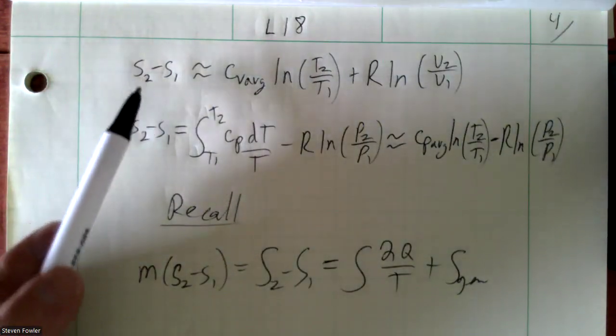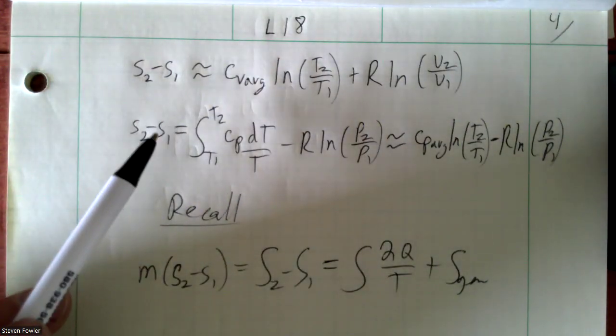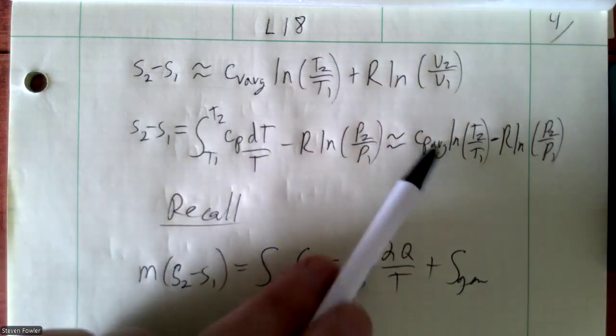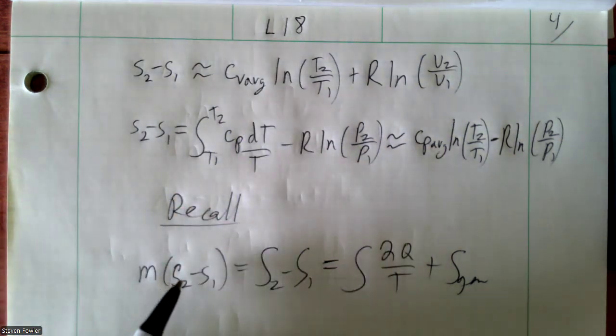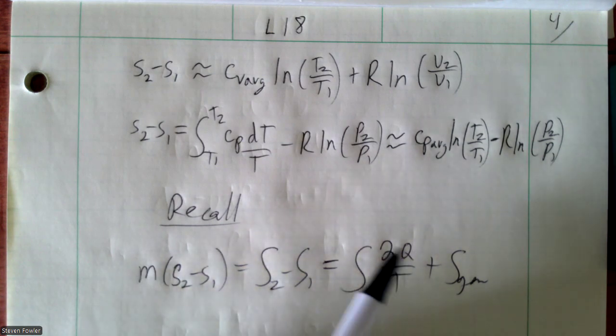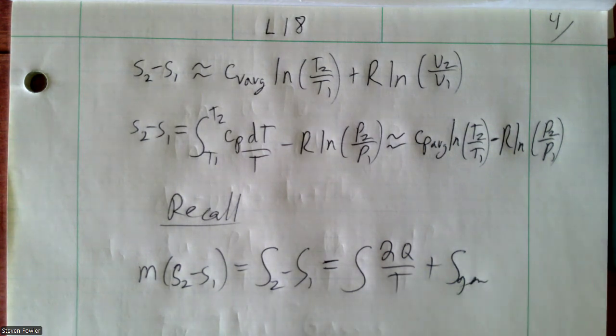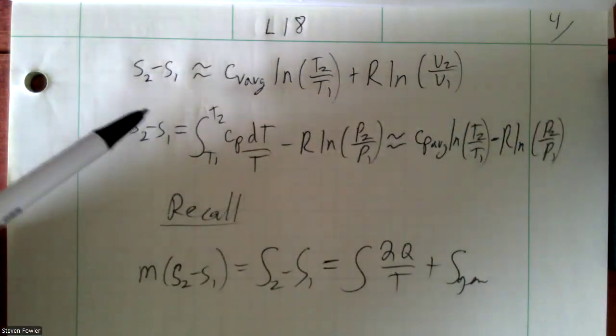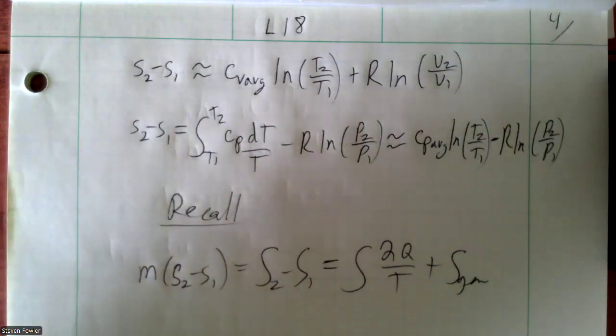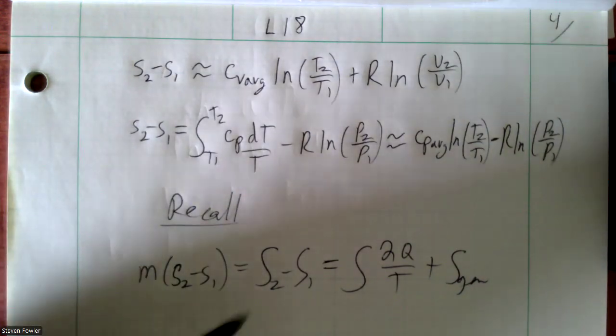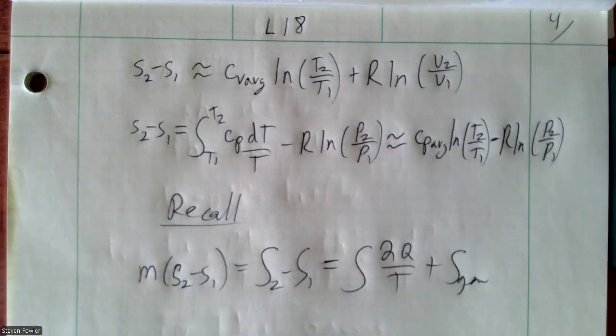So what I'm saying is, if it's an ideal gas, I can use either this or this as a good approximation for this term. Multiply by the mass, and that'll tell me something about the heat transfer per temperature and the entropy being generated. So this gives us a tool that I can use to approximate the left-hand side of the second law equation for an ideal gas. That's only specifically for an ideal gas.